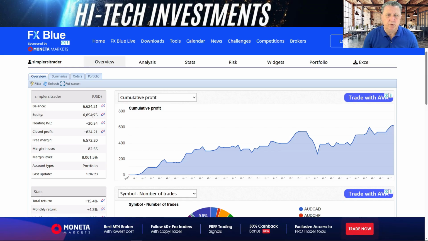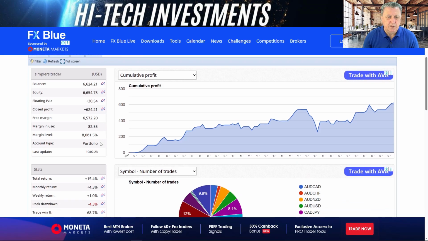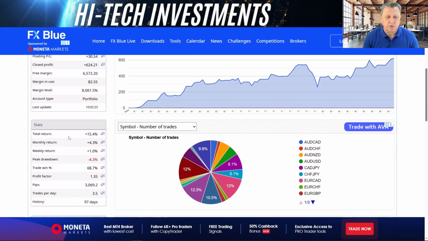If we wanted to pull out the money right now from this account, we are in positive, which means we will actually get more out than the balance that you have in here. If you're normally doing grid trading, it will be reversed. Floating profit and loss, as you can see, is plus 30, so that is what makes up the difference. Closing profit is already 624. There is plenty of free margin, 6,572. As we said, only one trade per currency pair at a time. And if we have a closer look, we can also see that the total return so far from FX Blue has been calculated to 15.4%.